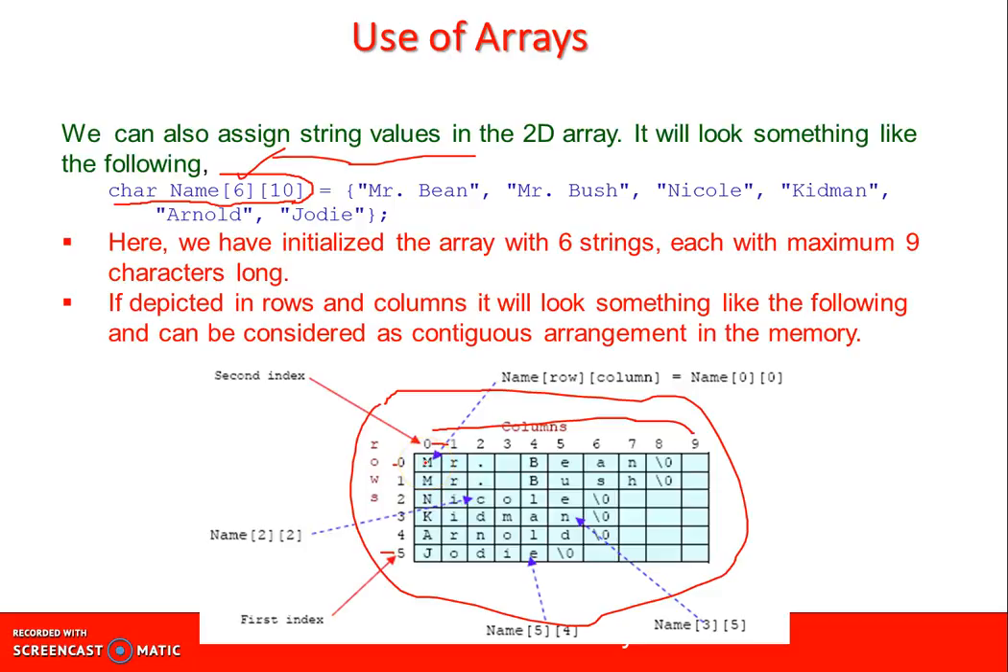So the first name will be referred to by the name array, and here the subscripts are 0 and 0. That means if you want to refer to the character m, it will be referred to by name, subscript 0 and subscript 0. Similarly, if you want to refer to this n, it will be referred to by name, where the row value is 3 and the column value is 5.